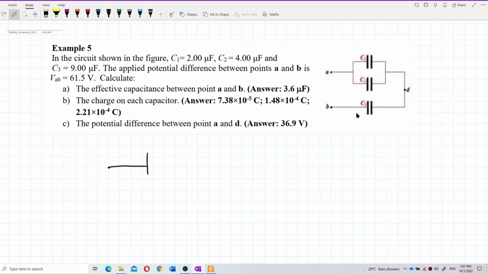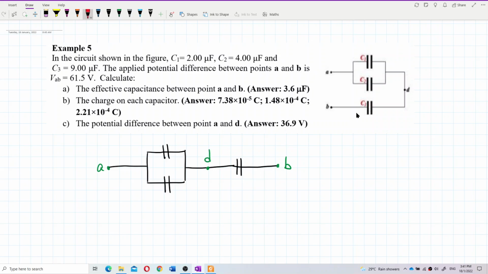Let me redraw it. And this is the capacitor. Like that. So this is point A. This is point B. Do you agree with me? So at the center, what point is this? This is point D, isn't it?